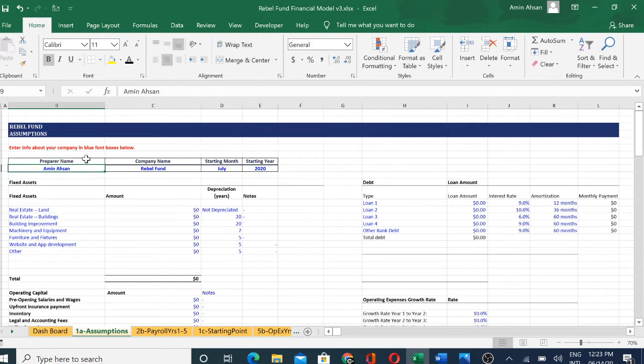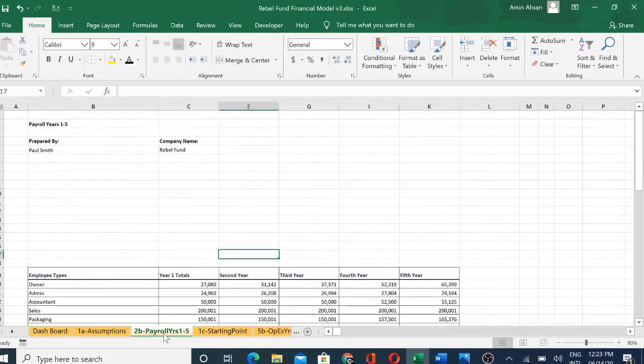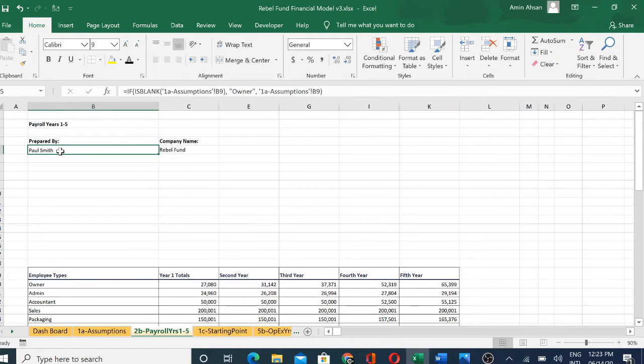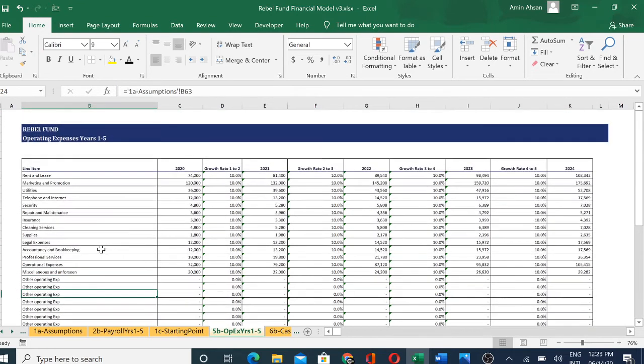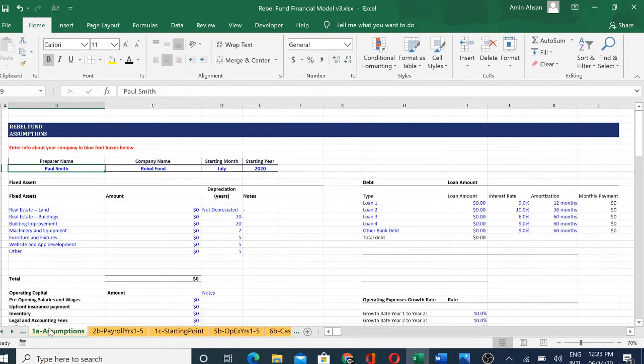First of all, this is the preparer name. If you want to change this name, you can change it. You can change this to Paul Smith or any other name. You can see that this name will appear on every sheet. If you want to leave this cell blank, I mean you don't want to write anything in it, you can leave it blank.